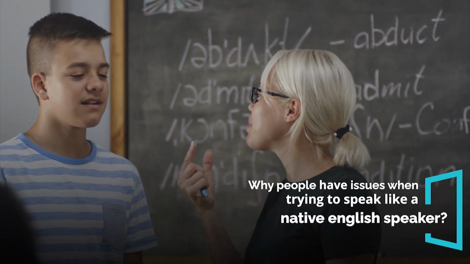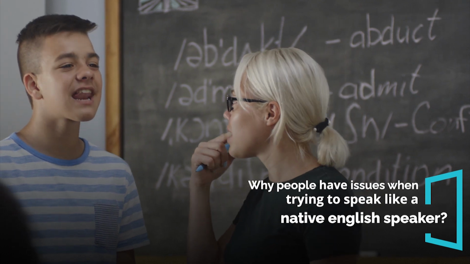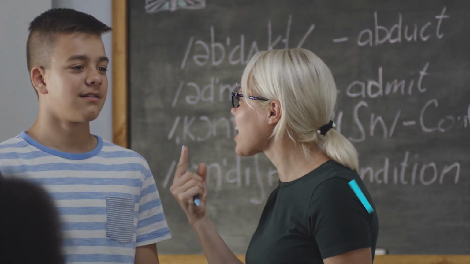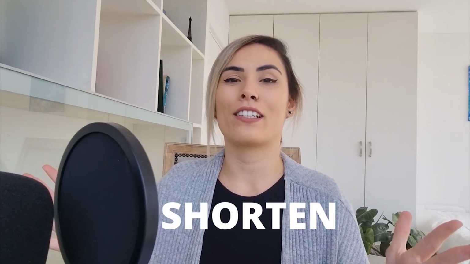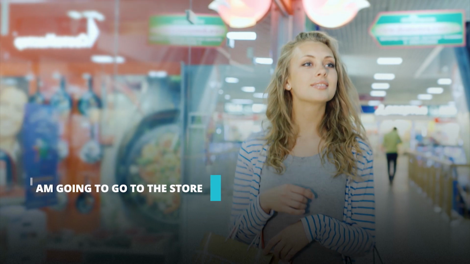All right, so let's talk about why a lot of people have issues talking like a native English speaker. A lot of native English speakers do this really funny thing where we actually shorten so many words and phrases. So instead of saying something like, I am going to go to the store, we would say something like, I'm gonna go to the store. It sounds like it's hard to understand, but that's because I'm taking a section of that sentence and combining it into this really weird mixed version, like I'm gonna.